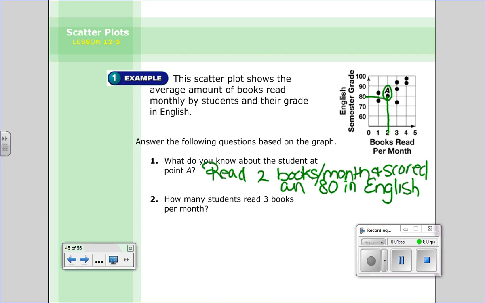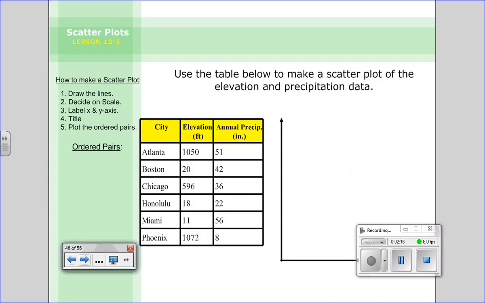Then number 2, how many students read 3 books per month? Here we're looking at books per month, so around the x-axis, and I find 3. Looking up, it looks like it was 3 students. There we go. So it's pretty easy to interpret these graphs once you get started. All right, so how do we draw?